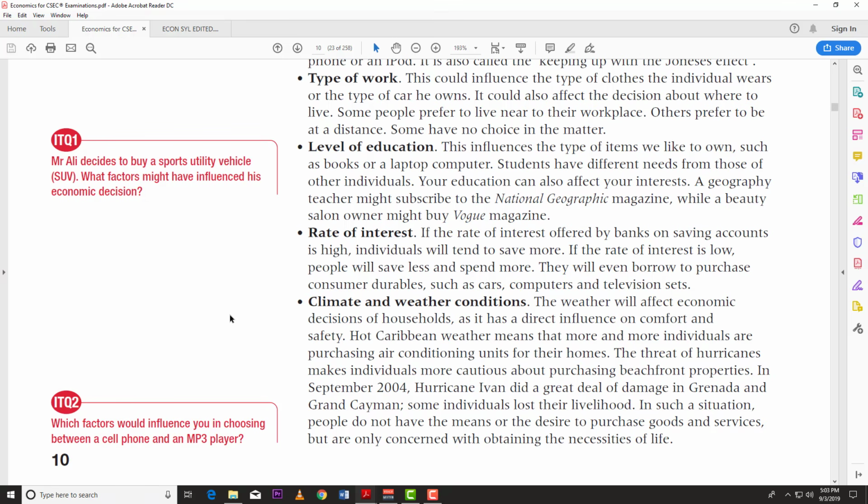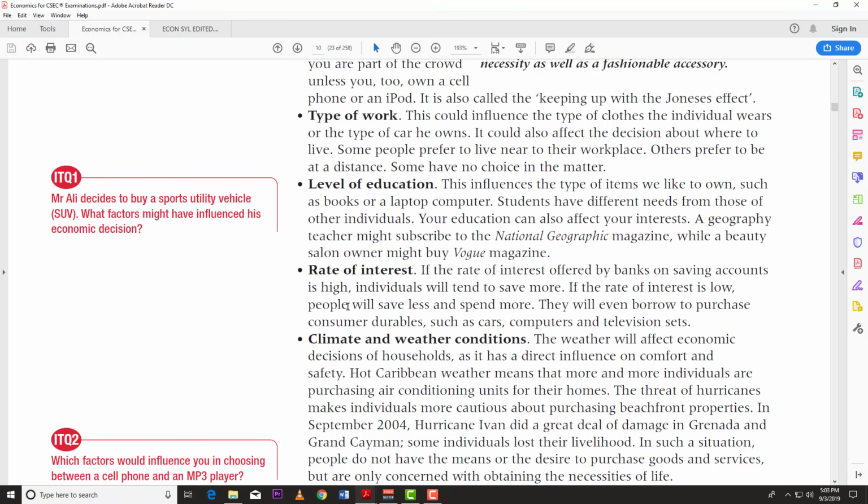Like they said here, we live in the Caribbean. I ain't gonna build a house on a beachfront, because you know what's gonna happen. You see that happening in America all the time. Everybody craving beachfront property. Hurricane comes, storm comes, property gone, value gone down. Bad investment. In the Caribbean, we know better than that. We know hurricanes come regularly, annually, so we're not really gonna invest in certain areas in our islands. That's just a fact. So climate and weather conditions can influence your economic decisions.